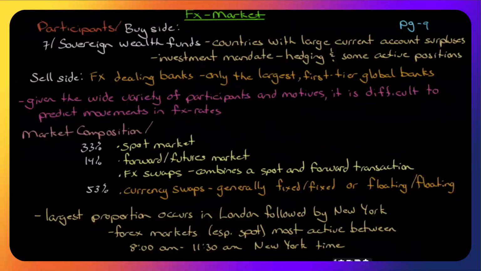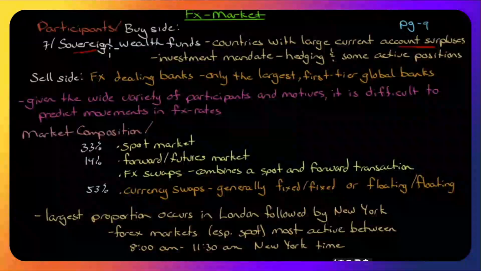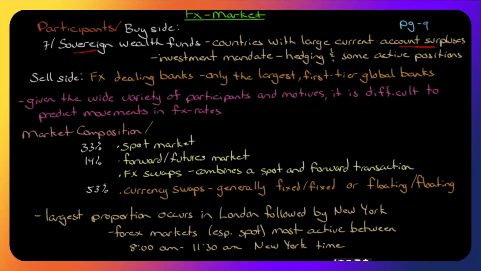One more on the buy side, sovereign wealth funds. Countries with large current account surpluses will typically put that money into a fund, which is why it's called a sovereign wealth fund. And they'll manage that fund to some mandate, whatever it happens to be. You'll revisit sovereign wealth funds at level 3. When it comes to currency exposure, their investment mandate can run from hedging to some active positions, but they certainly don't treat Forex as an asset class. The sell side, and this is really easy, it's the dealing banks, the Forex dealing banks. These are the largest first-tier global banks that set up the interbank currency market.